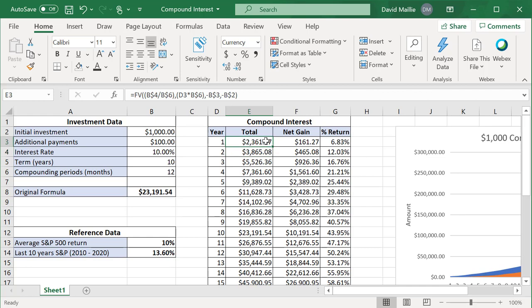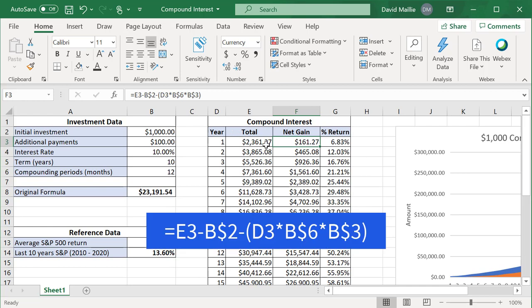$2,361.27, right? Now, how much did you invest? Well, obviously we know we invested $1,000 plus you have a year, so you'd have 12 months of $100, which would be $2,200, right? So if you take this, your net gain would be E3, this, minus B2, which is this. Now keep in mind, when you see some of these with the dollar sign, that's because I don't want it to keep moving down. Those are set in stone. We're not changing our $1,000 investment, okay? So that's how you get that, minus D3, 1, times B6, compounding periods, months, times B3.